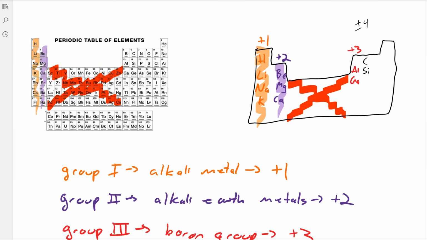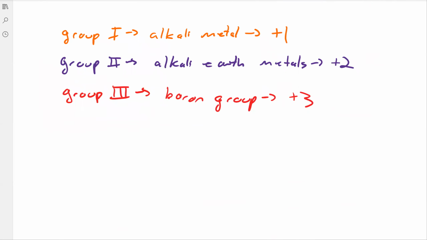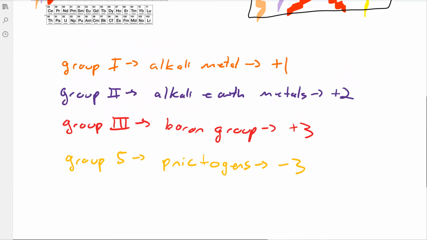Next up, we've got our group with nitrogen and phosphorus, and so on and so forth. That's our group 5. These are called the pnictogens, but there's a silent P there. So, you know, English language, there you go. Pnictogens, just don't pronounce the P. They almost always have a charge of -3, at least in ionic compounds, which we'll learn about later.